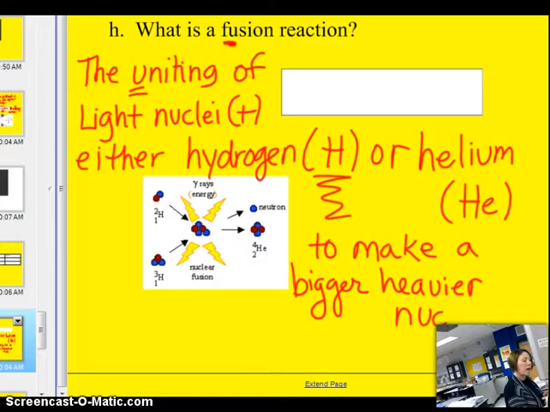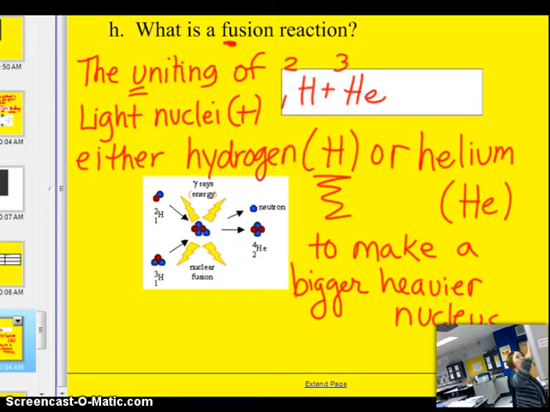Now, this does not require neutron absorption like fission does. But what it does require is extreme amounts of heat and pressure because you're trying to bring together two things that are positively charged. And like charges repel, right? They want to push away. So the most common example of this, you see here. You have two different isotopes of hydrogen.